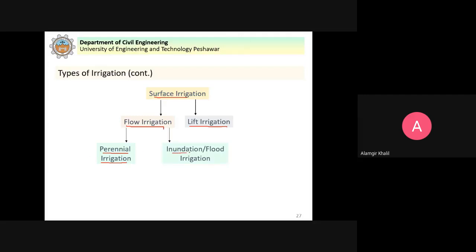The second one, we have inundation or flood irrigation. In this case, the area of the land on which we grow the crops is actually flooded. The soil moisture supplies the water to the root zone of the crops, and additionally the rainfall contributes to the supply of the water. So that is known as inundation or flood irrigation.